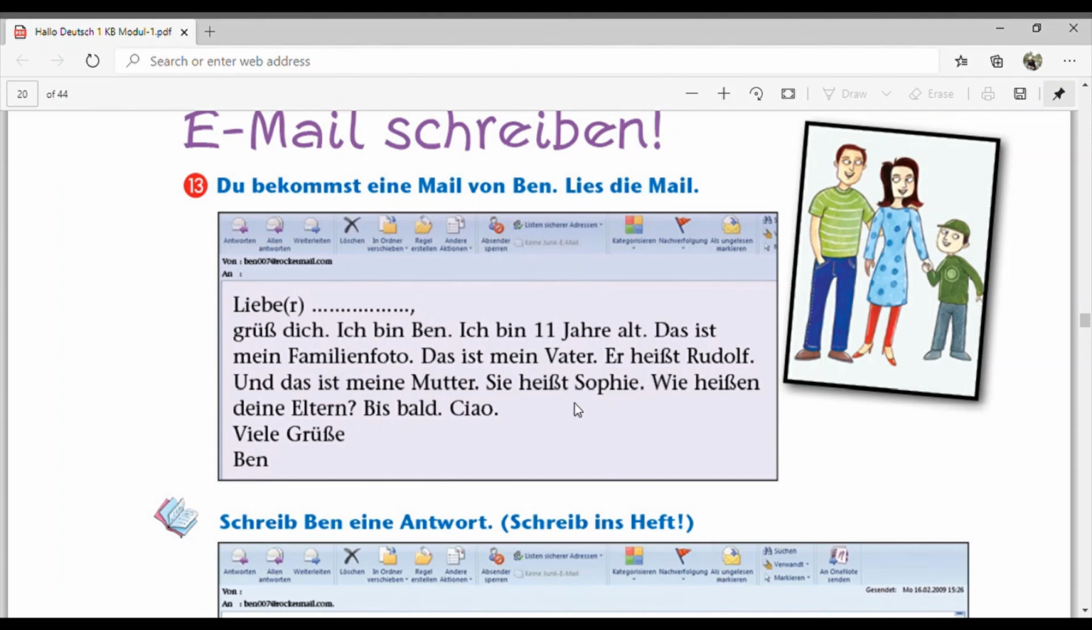Wie heißen deine Eltern? Bis bald. Ciao. Viele Grüße, Ben. So he's saying, what are called your parents? That means what is the name of your parents? See you soon. Ciao. It's also a different way to say bye. It's informal, not formal. So just use this one with your friends or your colleagues only. Then viele Grüße. That means many greetings. Then or best regards, we can say, and Ben, his name.